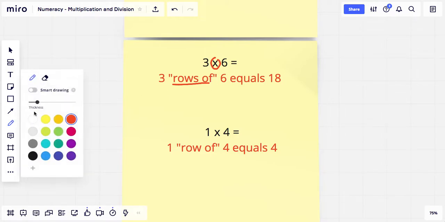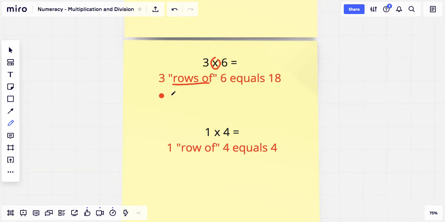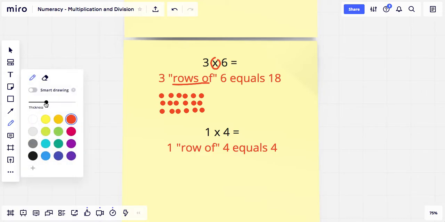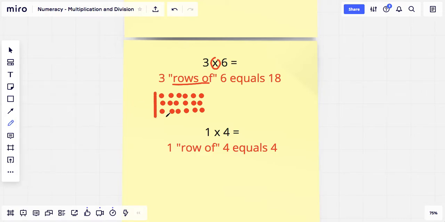And we saw that in yesterday's practice work where we were drawing 3 rows of 6. And we saw that those rows and columns that were made would create the shape of a rectangle. Okay, it'd have that rectangular shape, and that would equal 18. So when we had 1 times 4, 1 row of 4 is equal to 4.